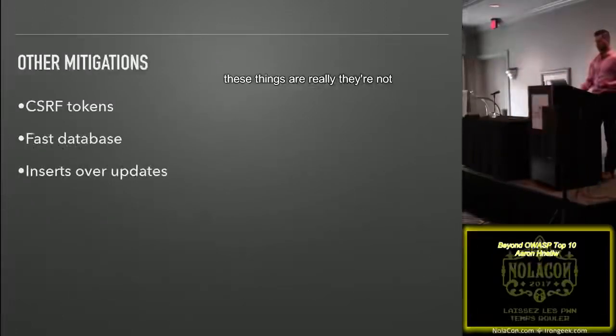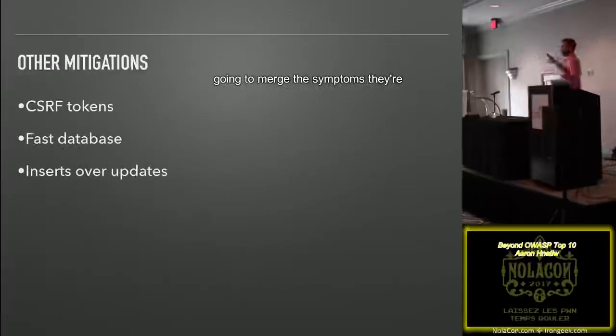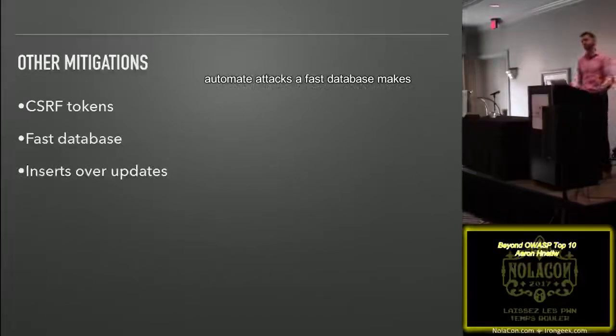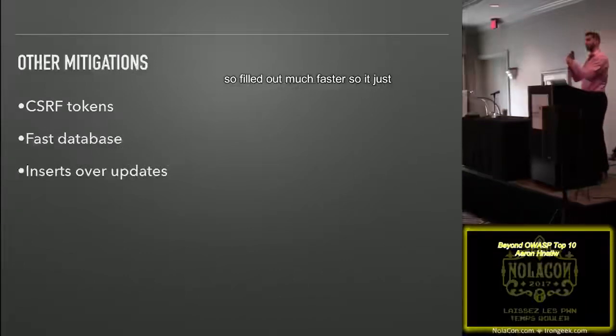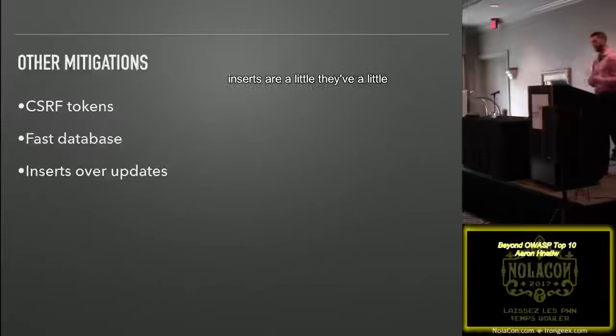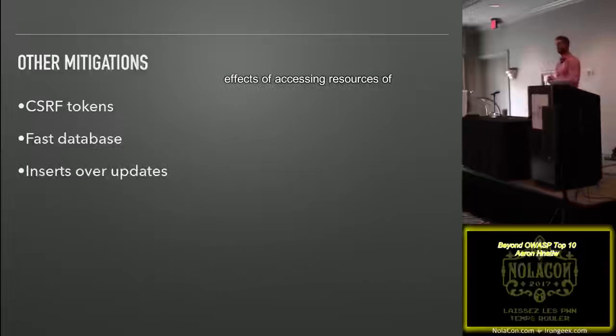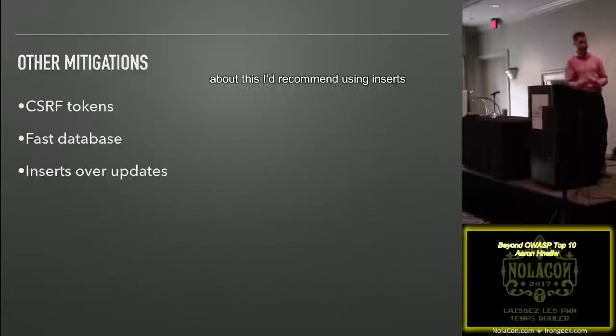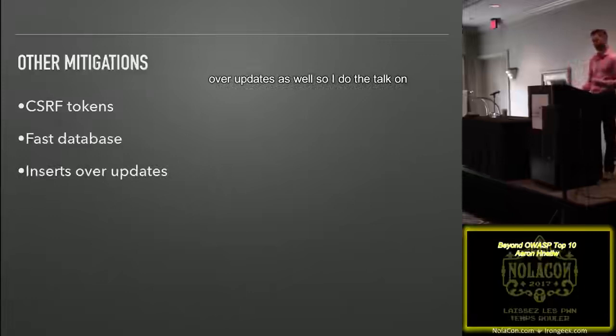Some other mitigations are not going to solve the problem. They're just going to treat the symptoms. They're going to make it less likely for a race condition to come up. CSRF tokens just make it more difficult to automate attacks. A fast database makes it less likely that multiple requests to a database are going to happen at the same time, because they're going to get fulfilled that much faster. So it just makes it a little bit less likely. And inserts have a little bit more protection for integrity reasons and against the effects of accessing resources at the same time, compared to updates. So if you're using a database application and you're concerned about this, I'd recommend using inserts over updates as well.